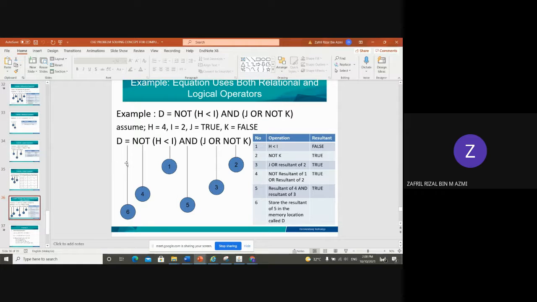This is an equation. There you need to add a final step over here, because this is also considered an operator. So you need to put one more process, a final process, to indicate that we need to store the final resultant in the memory location called D. You may simplify this wording as long as the meaning is similar, but you need to present these steps. Do you understand?